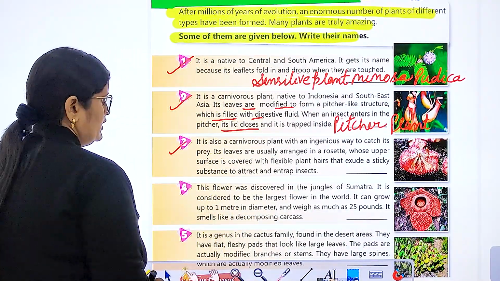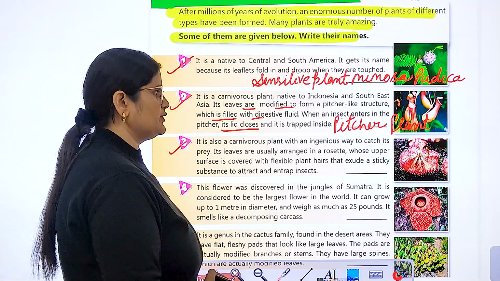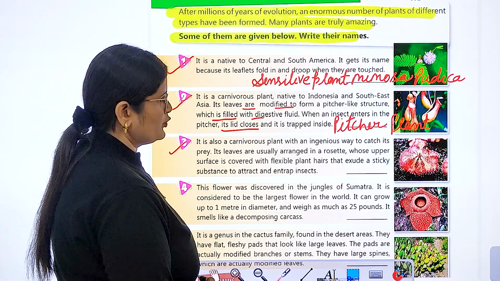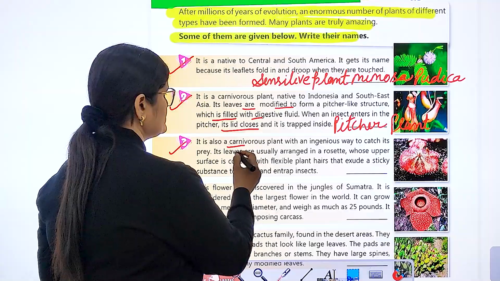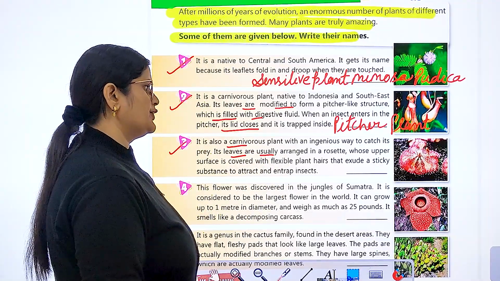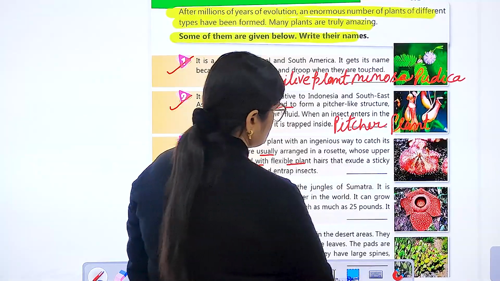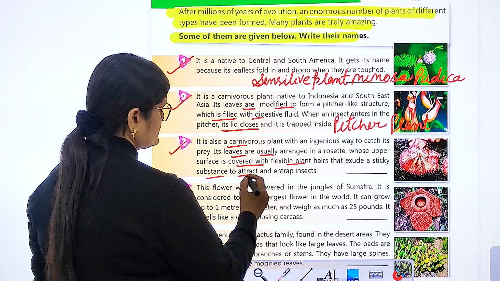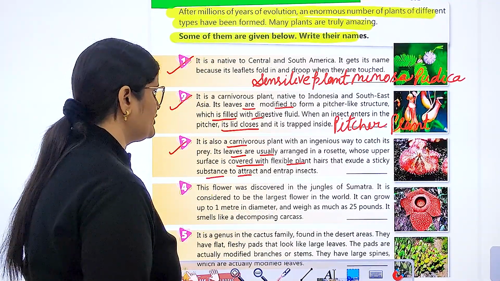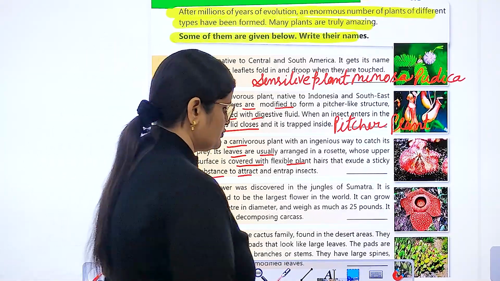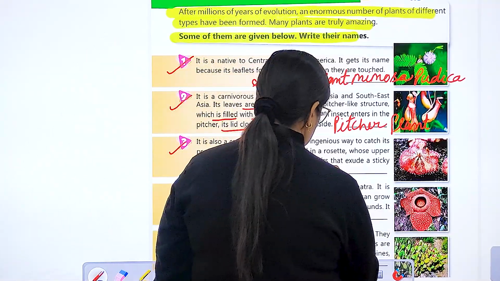Number 3. It is also a carnivorous plant with an ingenious way to catch its prey. Its leaves are usually arranged in a rosette whose upper surface is covered with flexible plant hair that exudes a sticky substance to attract and entrap insects. Sundew, Drosera.